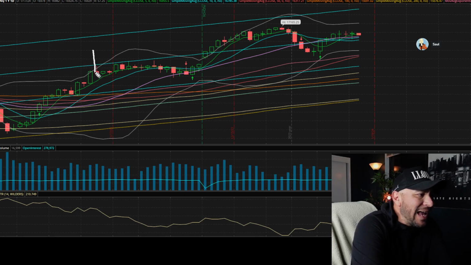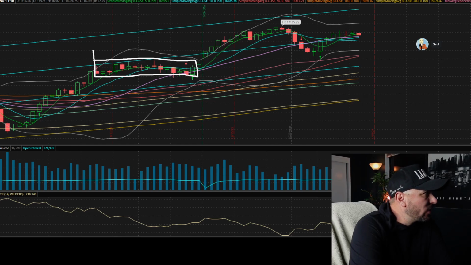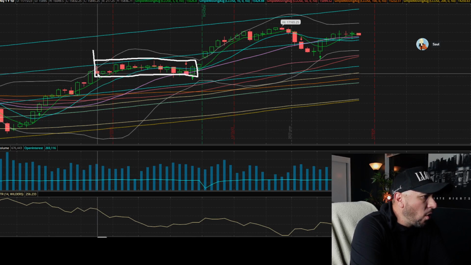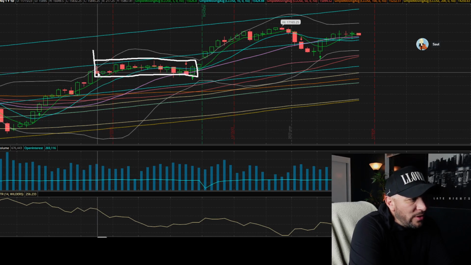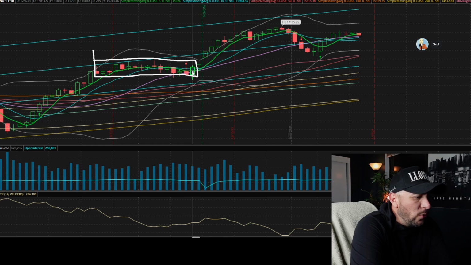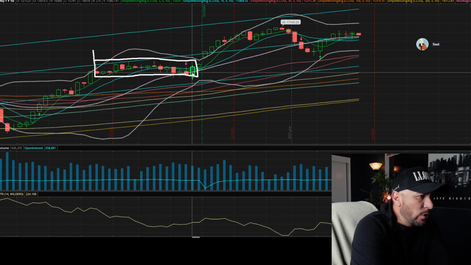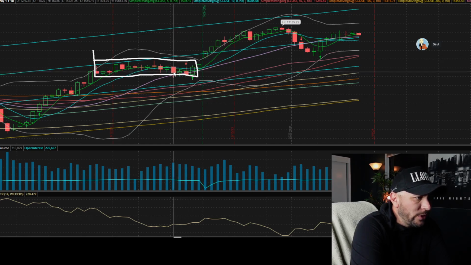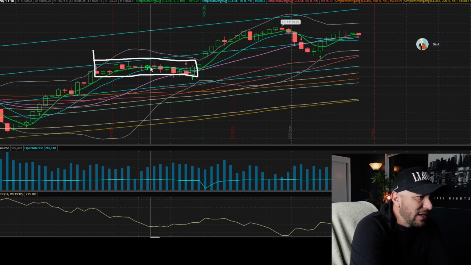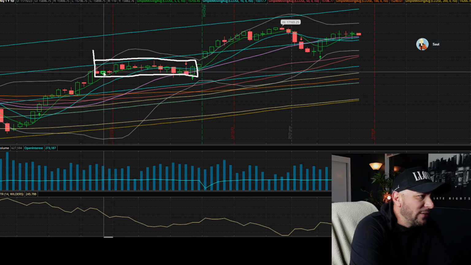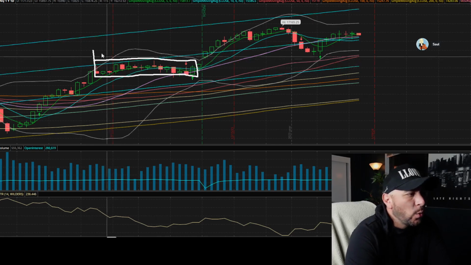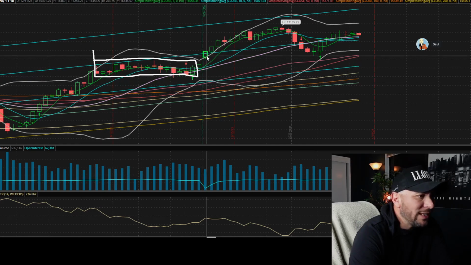Look at the last time we went through distribution on the NASDAQ 100. Okay, so if you notice this range where I drew the box, this is going all the way back to November the 15th to around December the 7th. So we're talking about 1, 2, 3, 4, 5, 6, 7, 8, 9, 10, 11, 12, 13, 14, 15, 16 days. We're talking about a 3-week distribution.